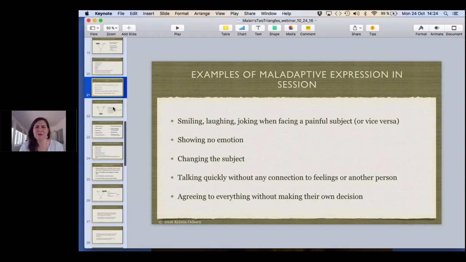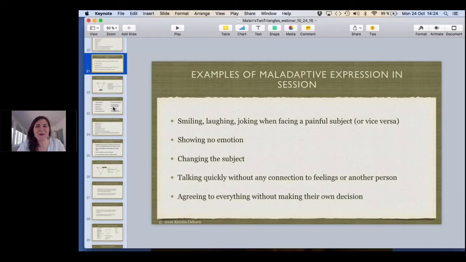These are just great examples of defenses in session, and I have to admit that sometimes I do them myself. Smiling, laughing, joking, showing no emotion, changing the subject, talking quickly without any connection to feeling or another person. That reminds me, I should slow down. Agreeing to everything without making their own decision.